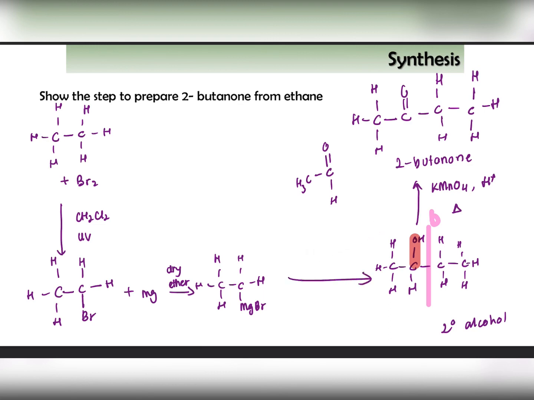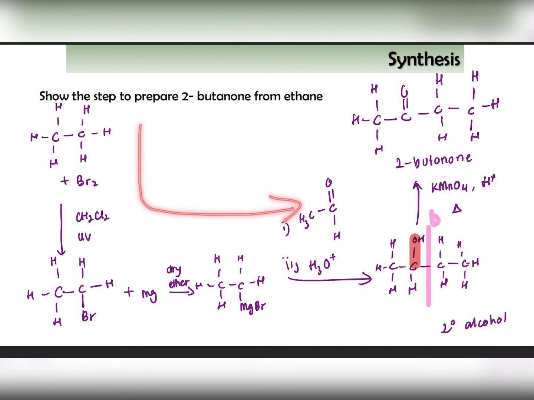So first step, we react with this carbonyl, which is your ethanal. Second step, we do hydrolysis, then we get the secondary alcohol. So if it involves a Grignard reagent, you can do it in the forward direction, or you can also predict the Grignard reagent from the backward direction.